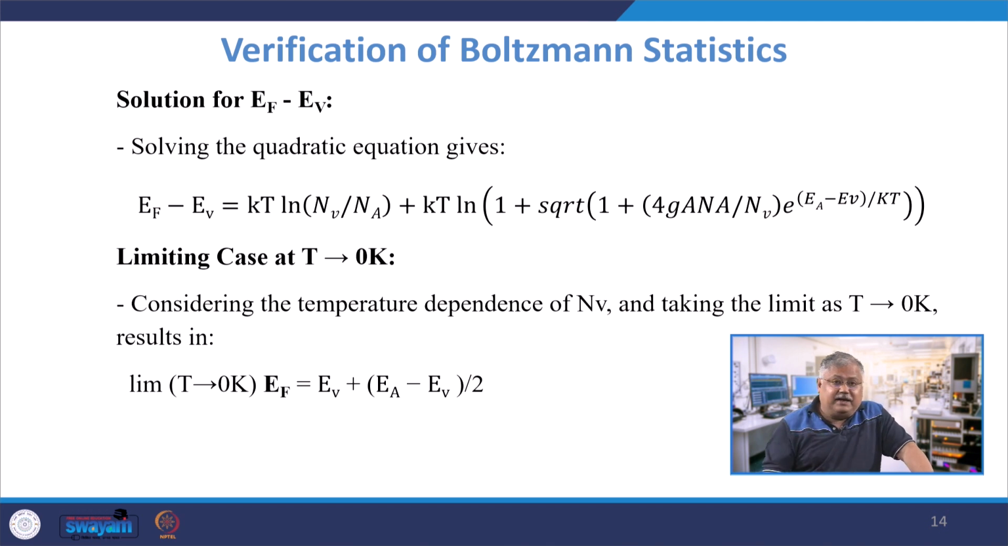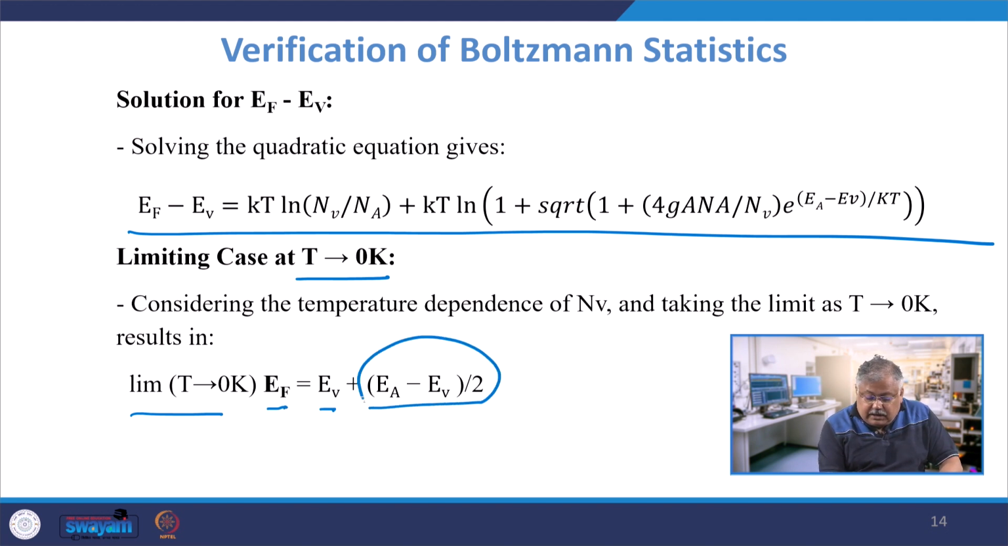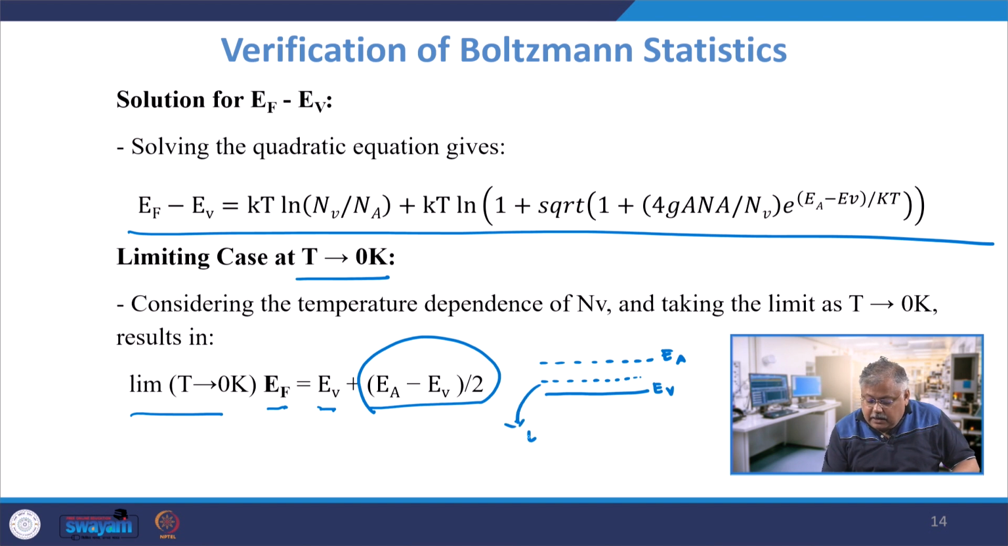Now how do you verify Boltzmann statistics? If you solve for Ef minus Ev, I get this expression here. Now in this case, if you take the limit t tends to 0, I get Ef equals Ev plus (Ea minus Ev) by 2. This I was talking about, right. So basically my Fermi level, if this is my Ev and this is my Ea, then somewhere in the middle of the two I will get Ev plus (Ea minus Ev) by 2. So this is the energy scale which you get for the limiting case at t equals 0.